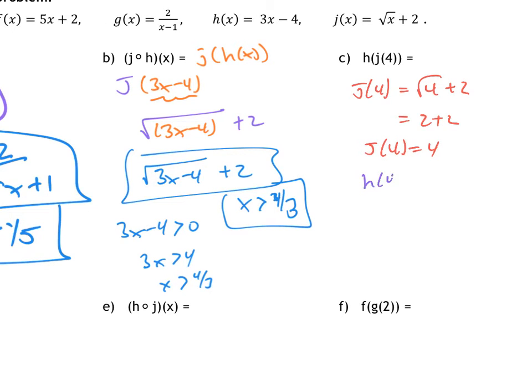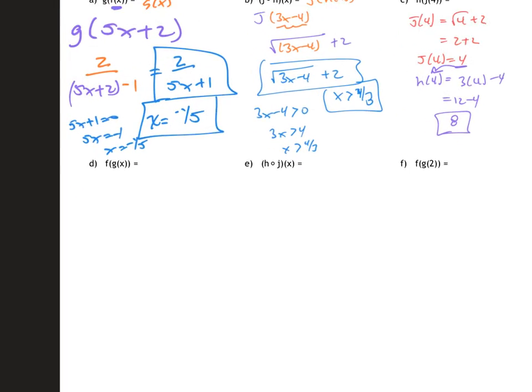Now let's find h of 4, because my answer is here, so I'm plugging that one in. So h of 4 is 3 times 4 minus 4. 12 minus 4, which is 8. And I got my composition here. So I'm plugging one into the other.